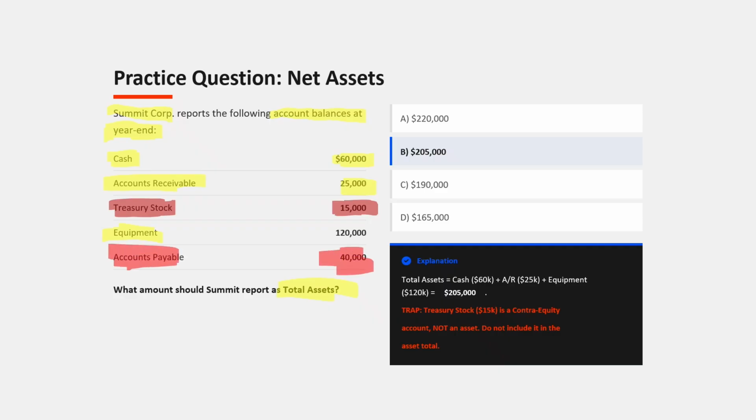So we have 60,000 plus 25,000 plus 120,000, and the answer is 205,000.